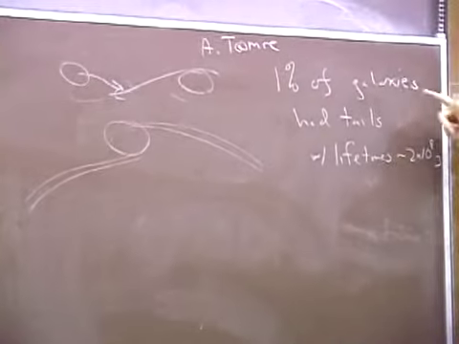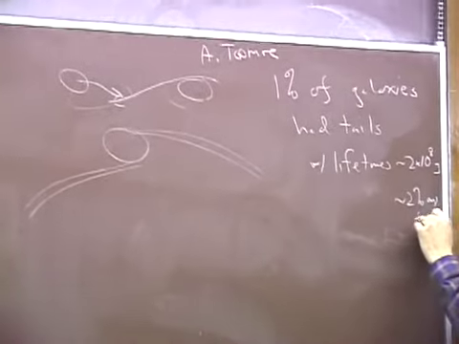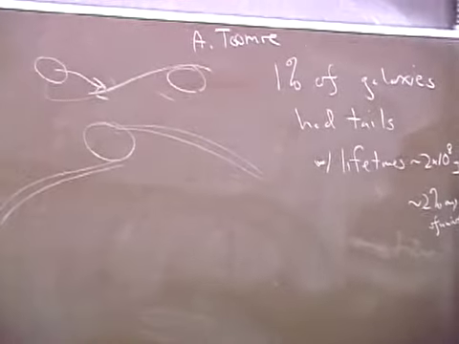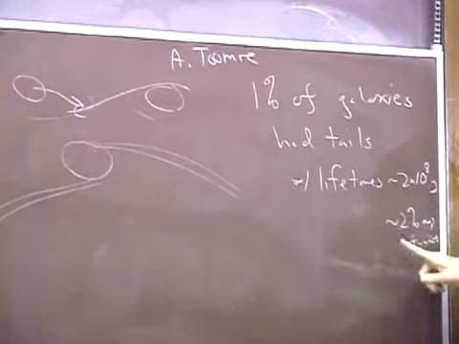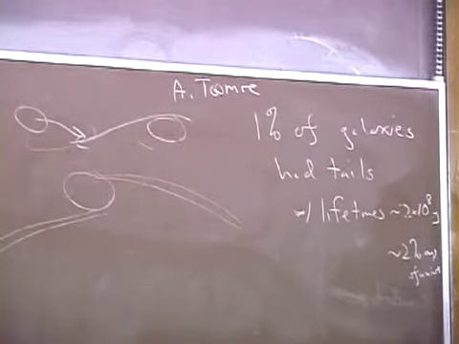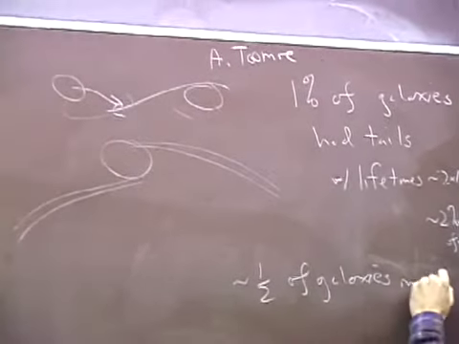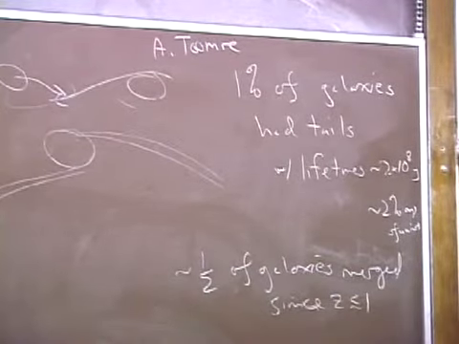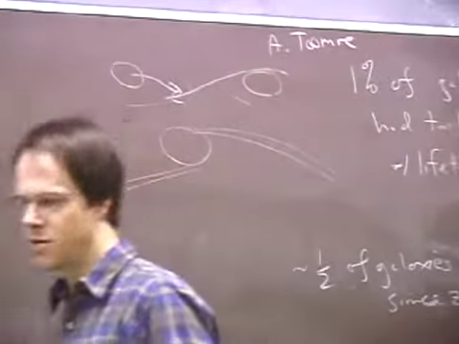Okay, so if 1% of galaxies have tails with lifetimes which are 2% the age of the universe, then it's fairly clear that something like half of all galaxies must have had a merger in the Hubble time. If it was 1 times 10 to the 8th, then that would say every galaxy must have had a merger in the Hubble time. So this says about 1/2 of bright galaxies must have merged since redshift 1. Of course, the merger rate might have been much higher in the past, but he's just measuring it locally. Okay, so that's an observational statement.